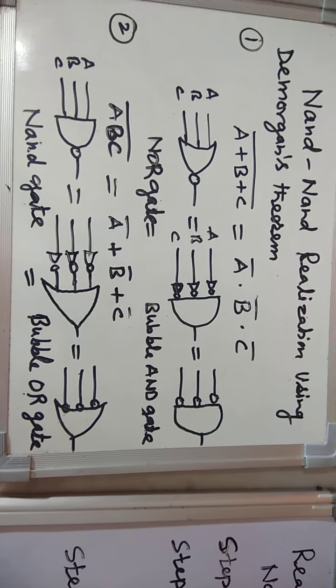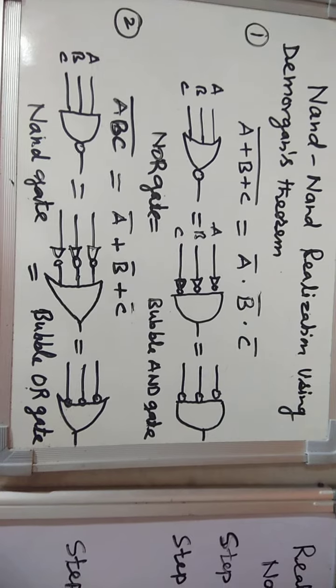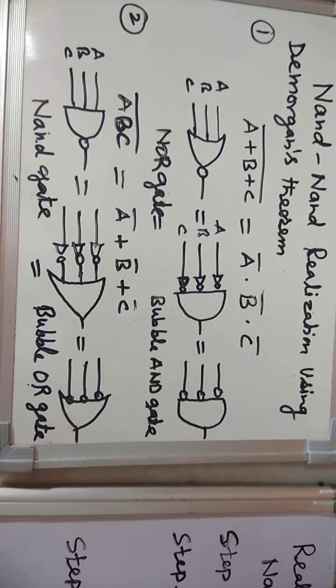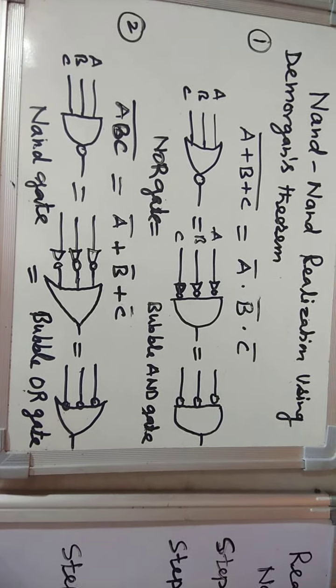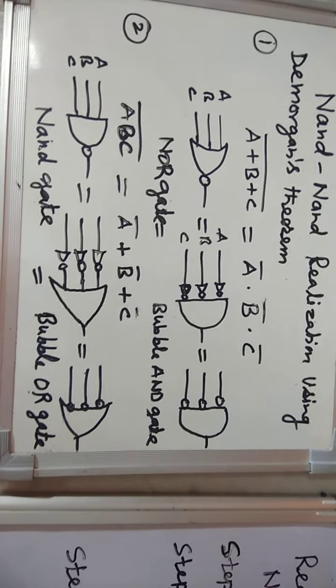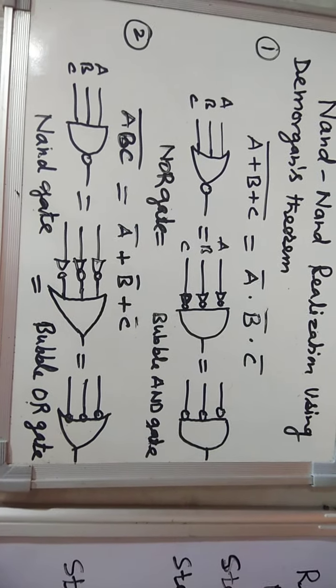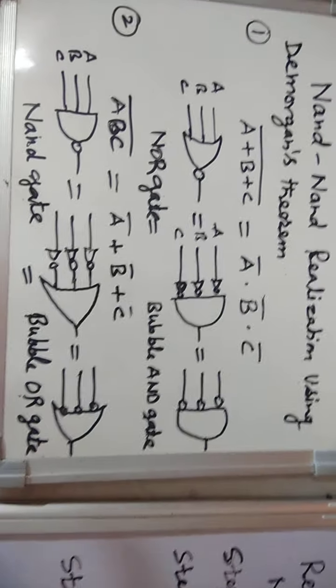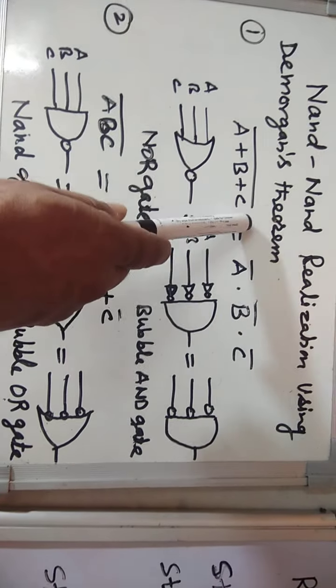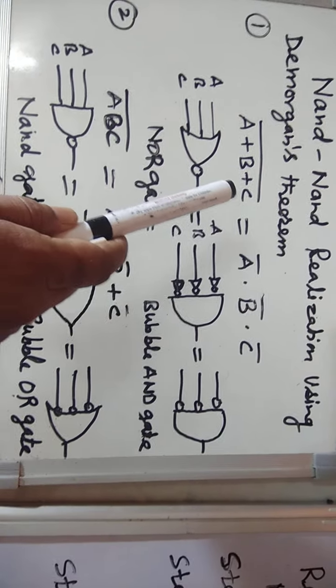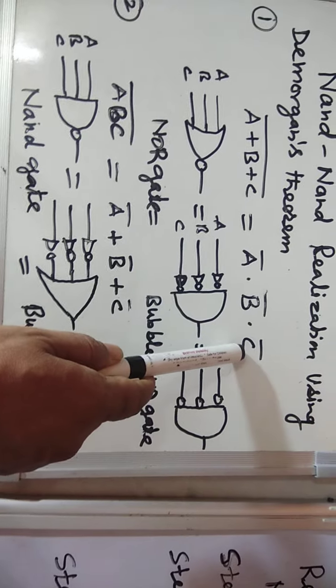The main important topic in digital logic circuits is NAND or NOR relations using De Morgan's theorem. What is De Morgan's theorem? When we consider De Morgan's theorem, (A + B + C) whole bar is equal to A bar dot B bar dot C bar.